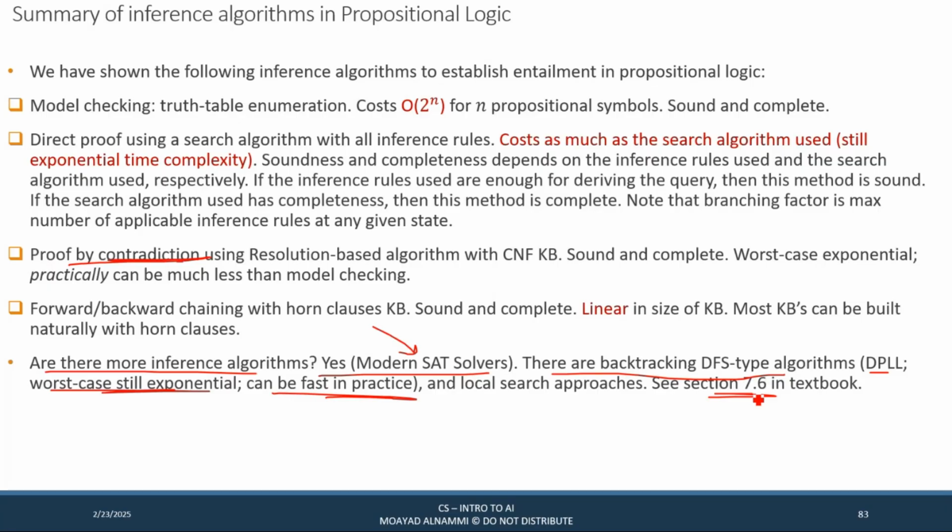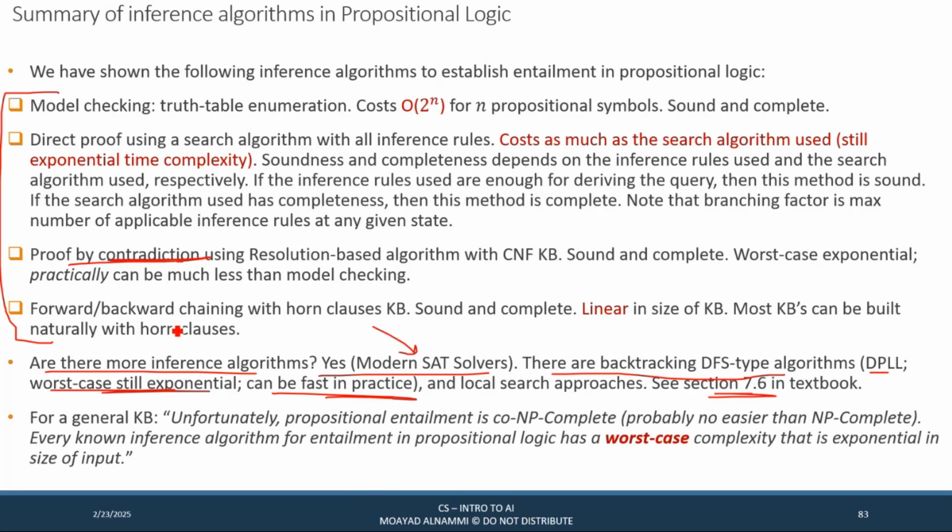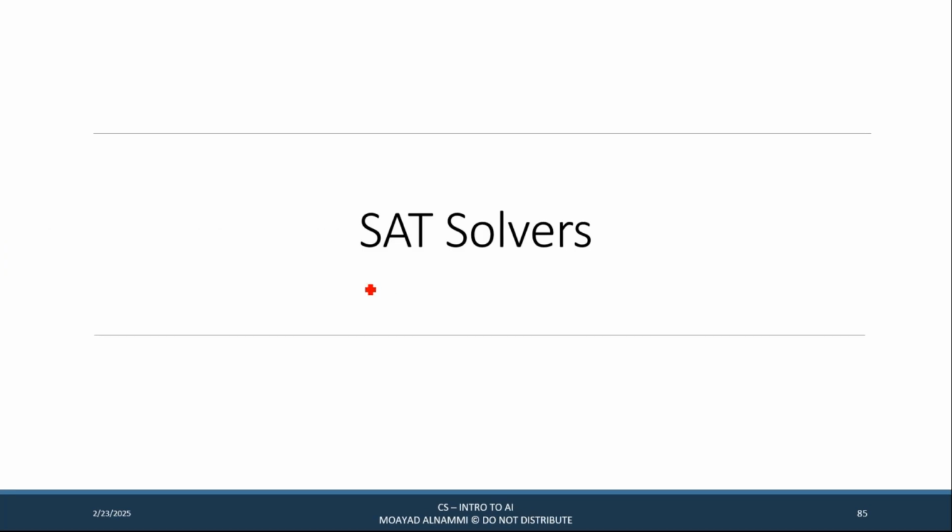And you can find much of this discussion in 7.6. But for the purpose of exams, you just need to be aware of what we just discussed here. And as a reminder, for a general knowledge base, unfortunately, propositional entailment is co-NP complete. This is probably no easier than NP complete. Every known inference algorithm for entailment in propositional logic has a worst case complexity that is exponential in the size of the input. So let's talk about SAT solvers right now.